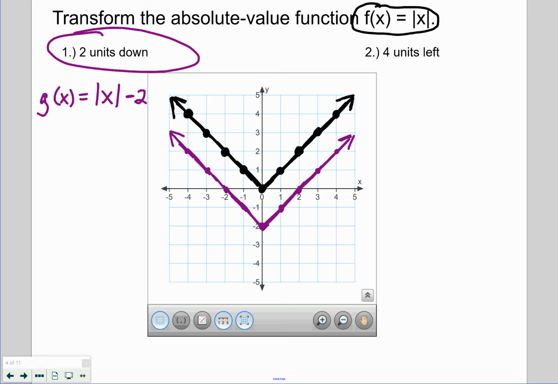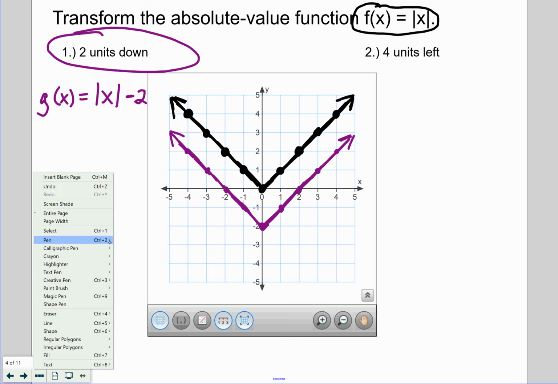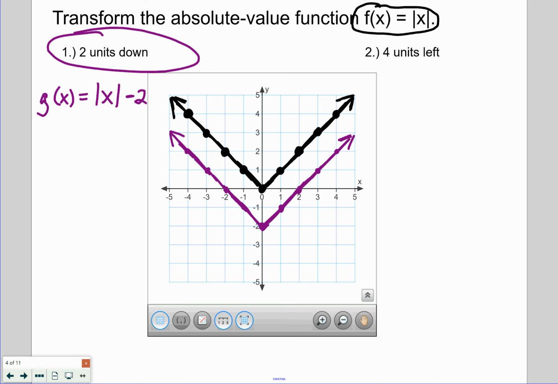Okay, let's move to the next one. Now, I am going to go back to the original parent function, and move it 4 units to the left. So this vertex point right here is going to move 4 units to the left. All the other points are going to move 4 units to the left.